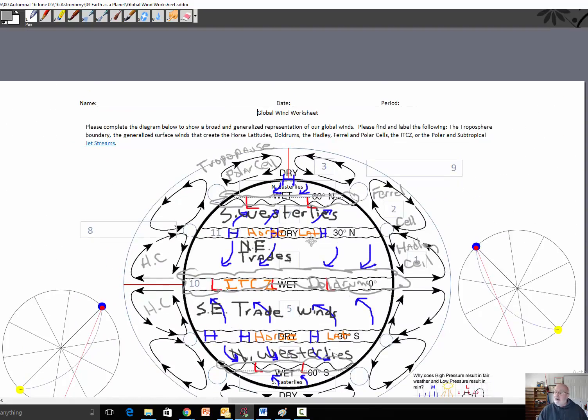Diagram looks like that. Probably going to assign this to my first period, but my sixth period, I think, went through this whole thing, but they should maybe take a look at it too.